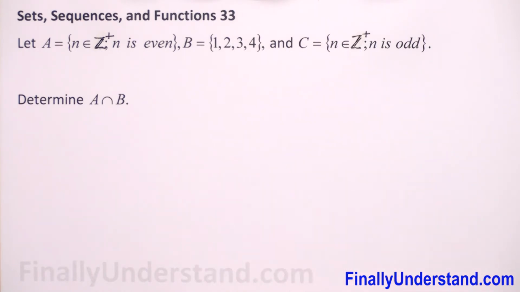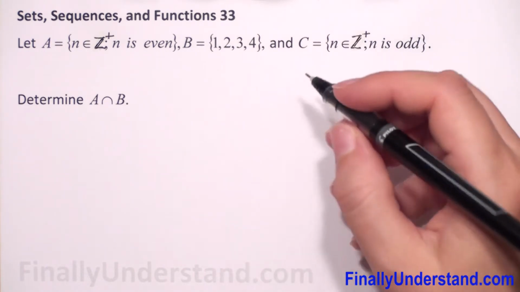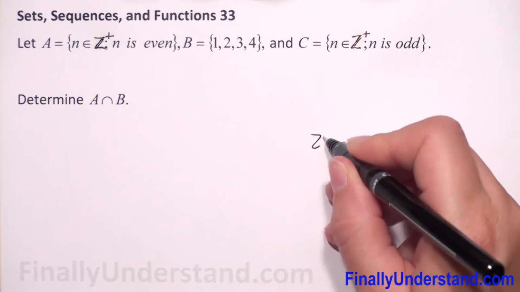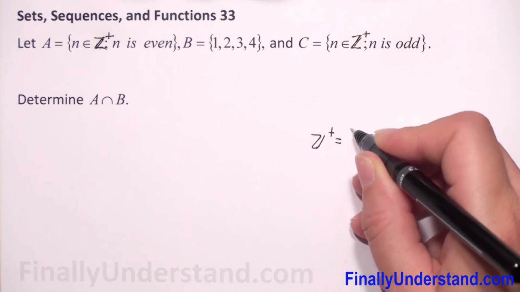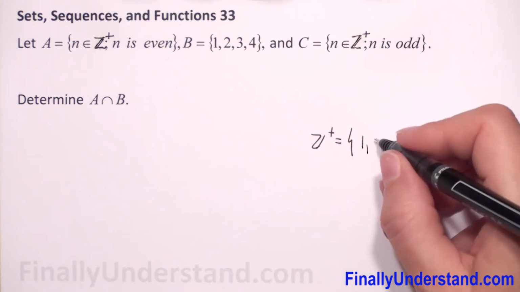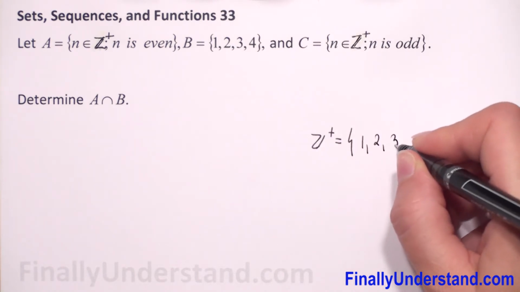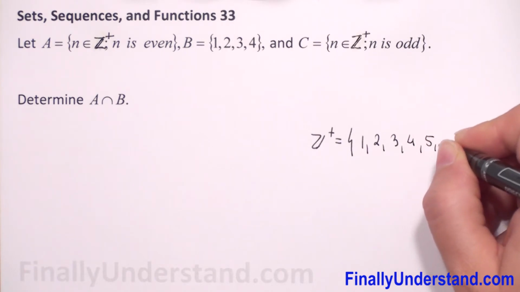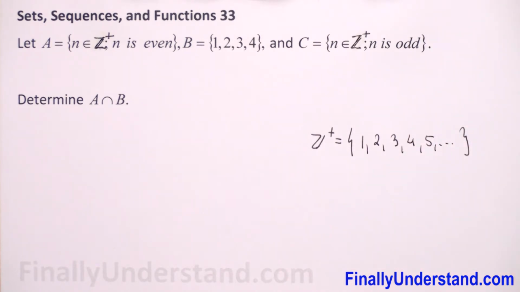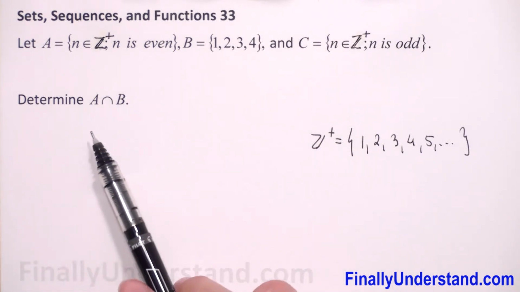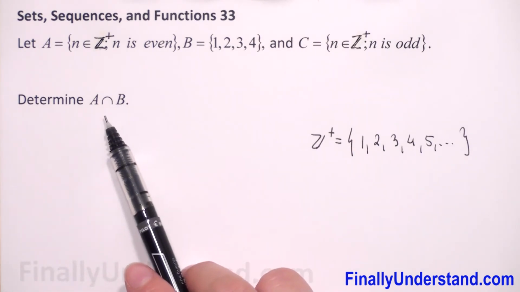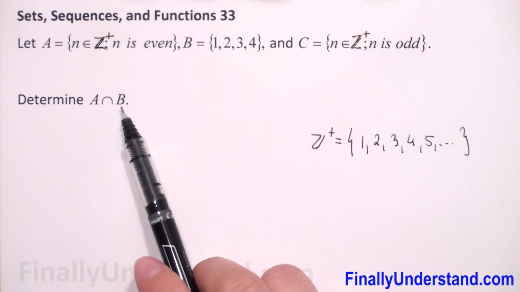So first, all numbers I use for counting are positive integers. So we can write that Z plus is 1, 2, 3, 4, 5, and so on. Next, we have to, in this example, determine the intersection of sets A and B.